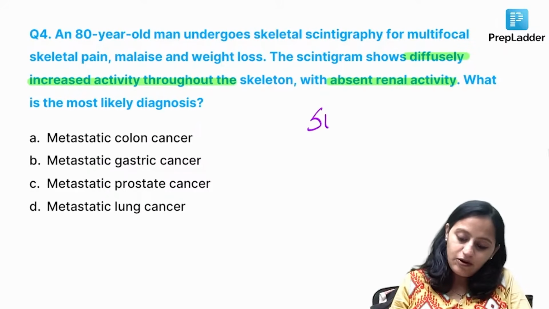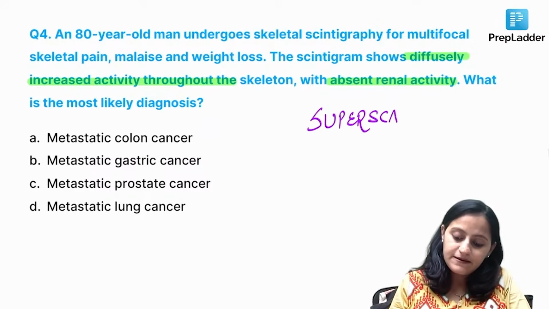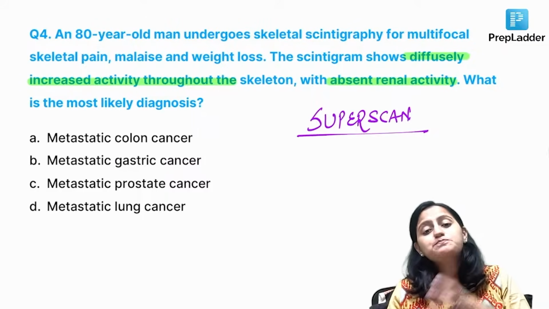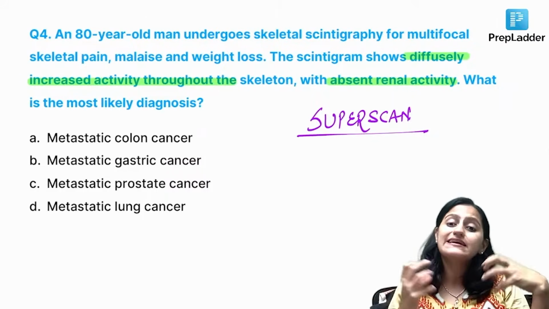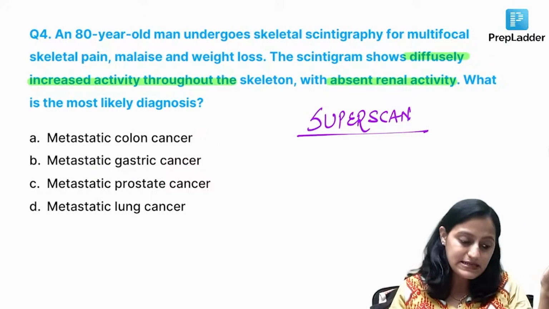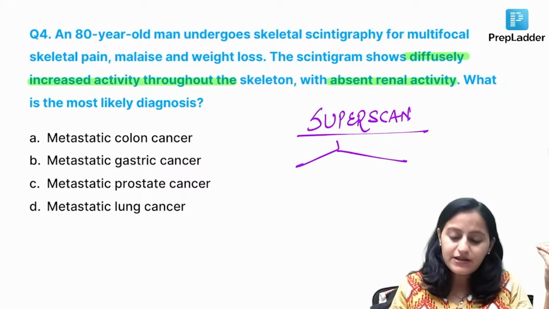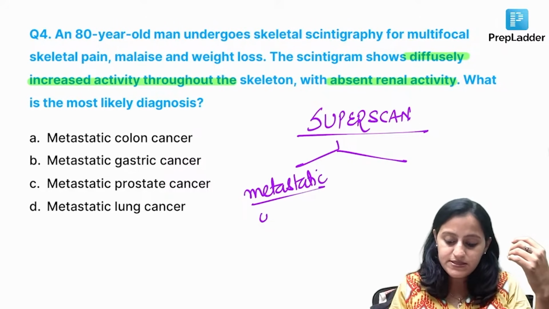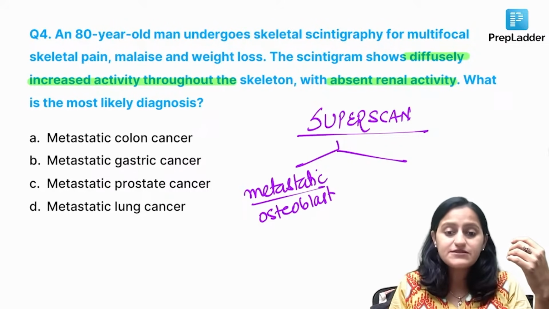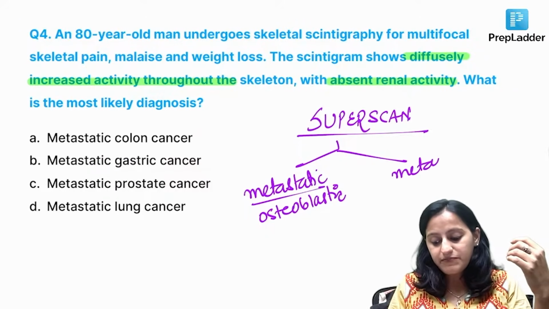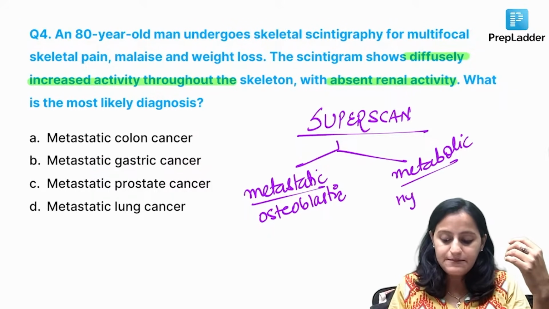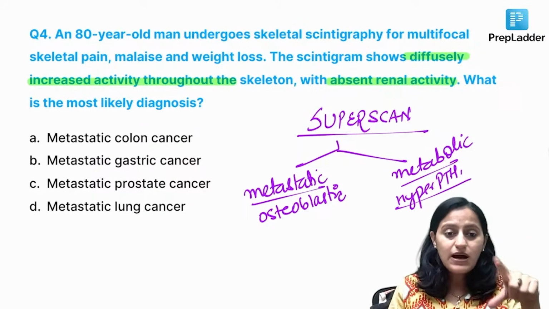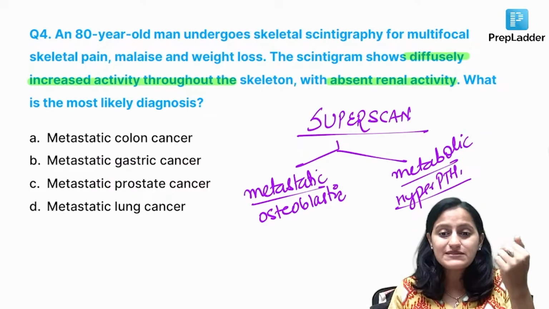This is something called a super scan. Super scan is when in the bones there's a lot of uptake and the kidney is not showing uptake because everything is being taken up by the bones, right? So remember, there are two causes for super scan that you should know. It is because of metastasis to the bones, the osteoblastic metastasis to the bones, or it is because of metabolic conditions like, let's say, hyperparathyroidism.